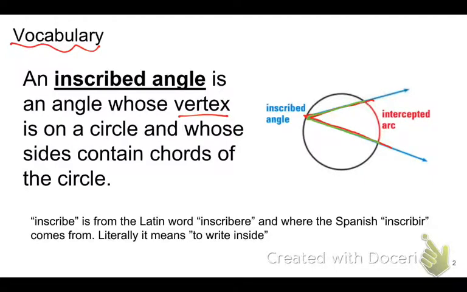Just for interest, inscribe is from the Latin word inscribere, and that's where the Spanish inscribir comes from. Literally it means to write inside. So the angle is written inside the circle. That's one way that you can remember it.